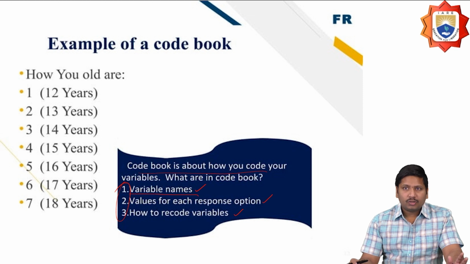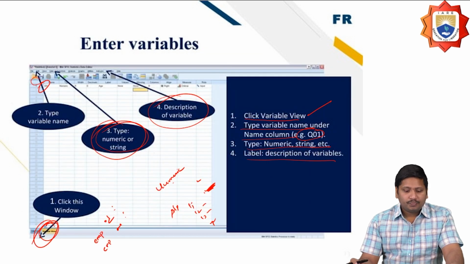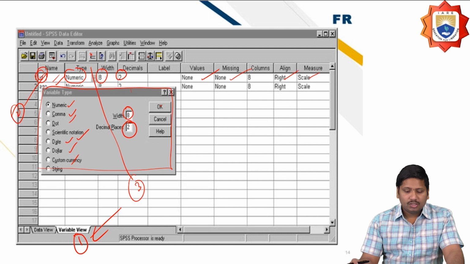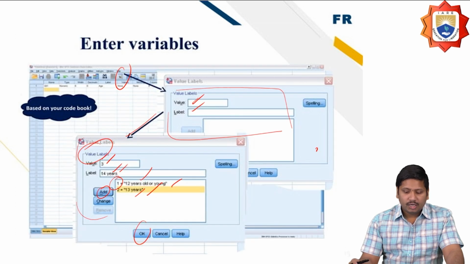And the code book is the thing where you can have the variable names and variable values for each response and how to recode the variables. And this should be the variable view, where you first click on the variable view, type the variable name and what type of variable data type it is, whether it may be numeric or string, and a description of that variable. So these are the views of the data editor.